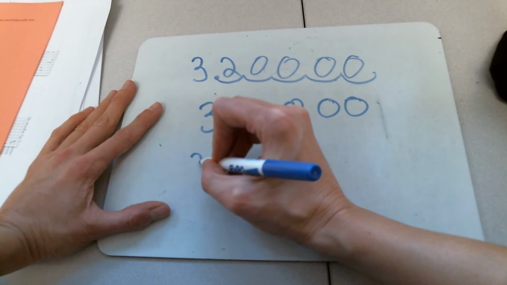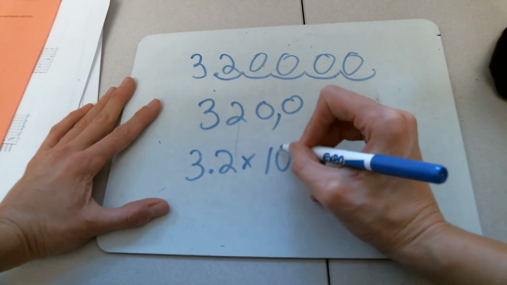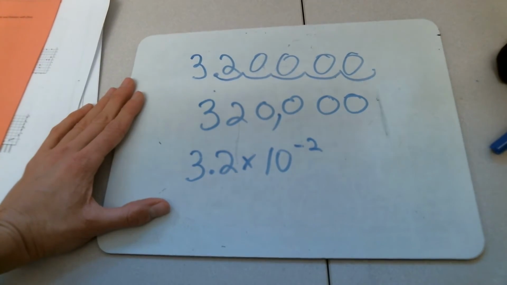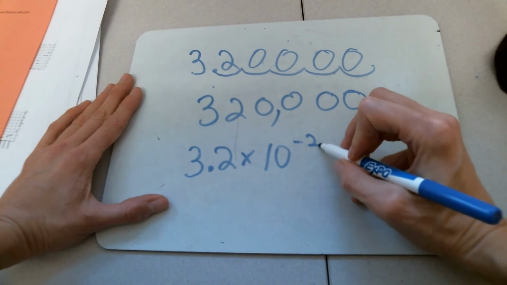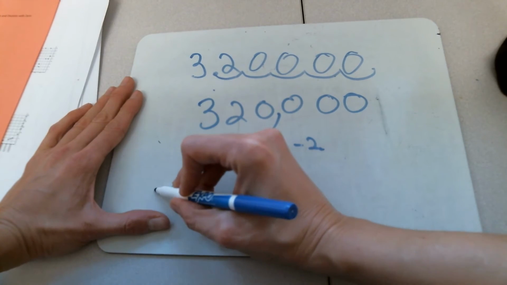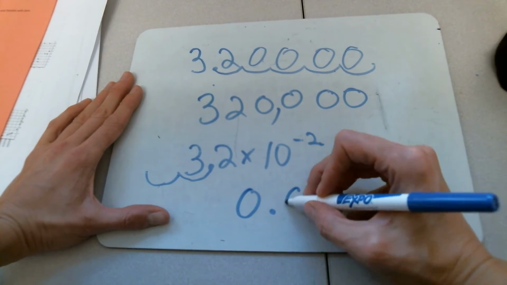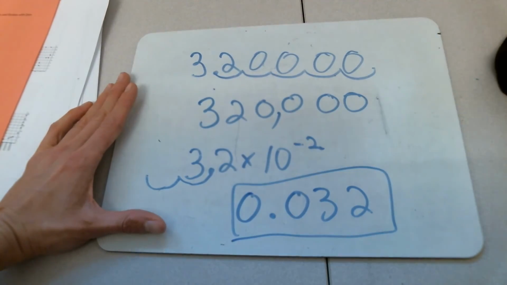So if I had 3.2 times 10 to the negative 2nd, what I'm going to do is I'm going to start by moving my decimal 2 places, and since it's negative, I'm going to move it so that it turns out to be a decimal number. And I come up with 0.032 as my answer there.